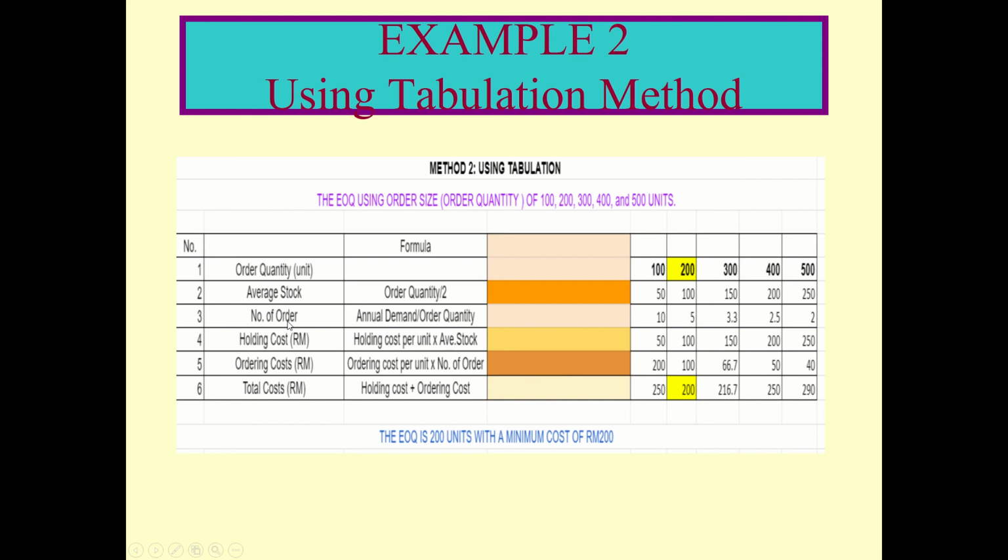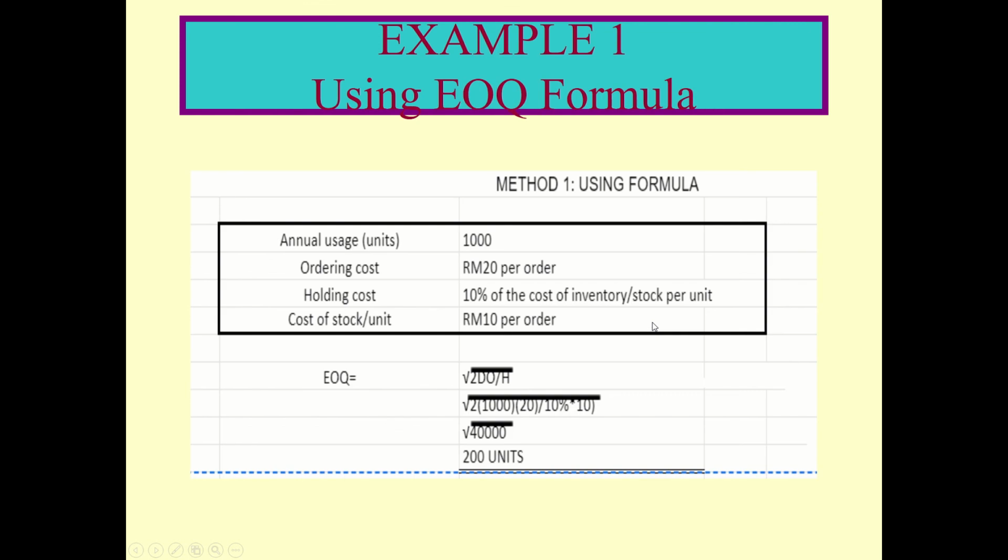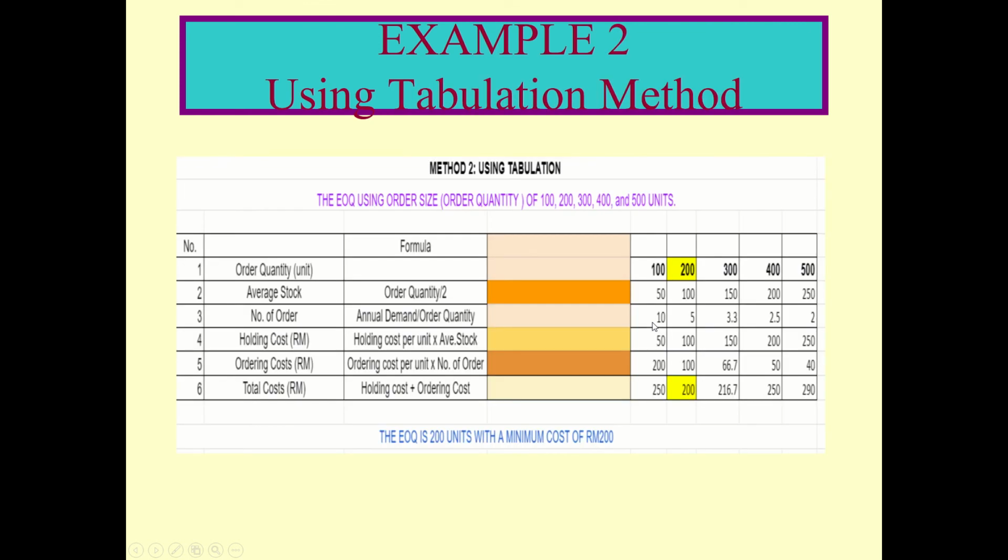And for the number of order is equal to annual demand divided with order quantity. Annual demand from the question is equal to 1,000. Order quantity is equal to 100, right? So 1,000 is the annual demand. Divide with the order quantity, 100 ringgit, you will get 10.